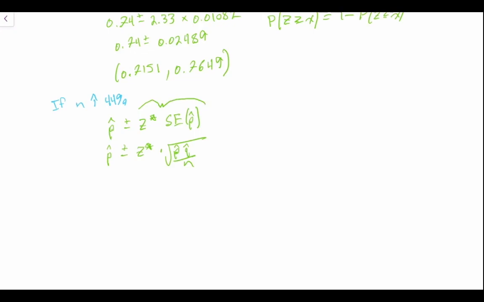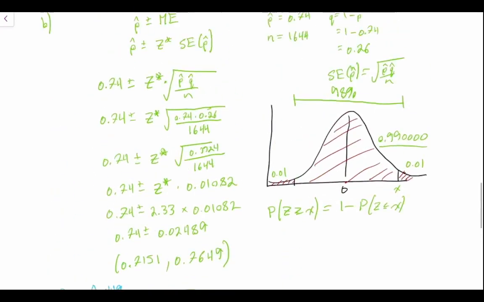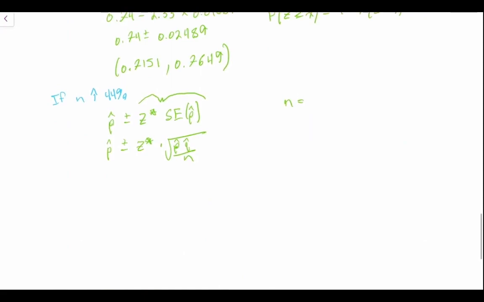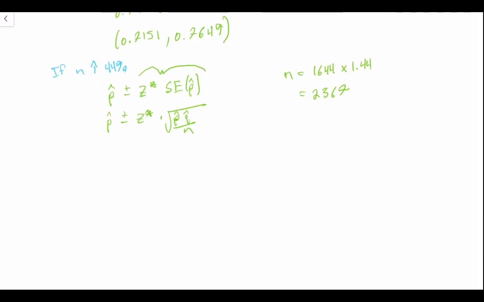So if n was originally 1644, and we're going to increase it by 44%, we're going to say times 1.44. This will increase it by 44%. So 1644 times 1.44 gives us a new value of 2,367.36. We'll just keep it as 2,367 people.